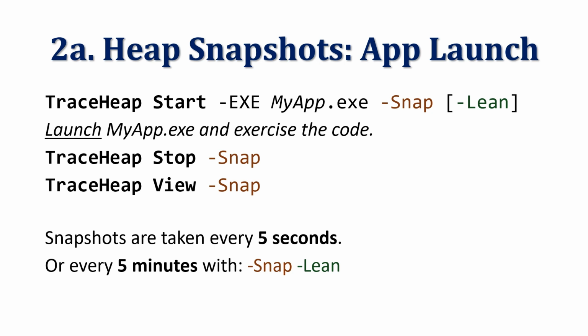There are 2 ways to capture this Windows Heap snapshot trace. The first is that you use -exe to specify one or more process names, separated by commas. Then TraceHeap captures only the first process to launch with that name and triggers periodic snapshots every 5 seconds, or every 5 minutes with -lean. You can also trigger heap snapshots manually.